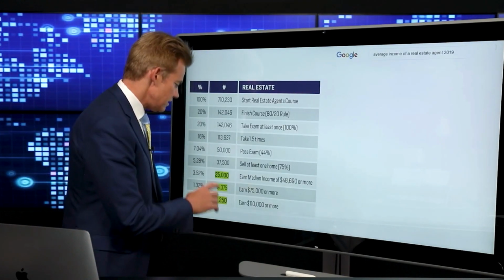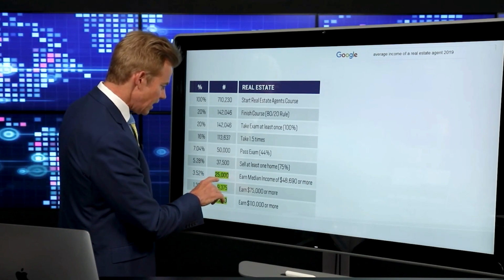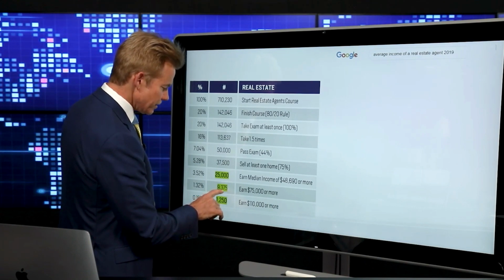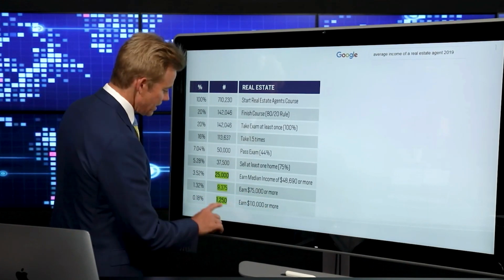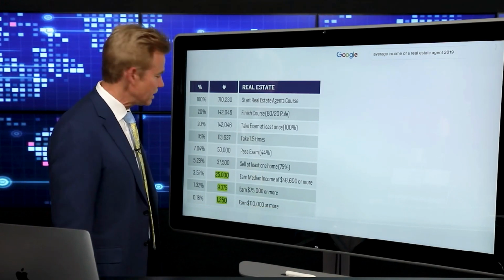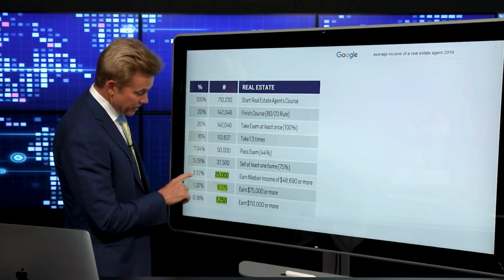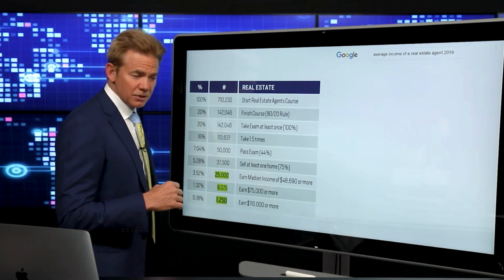And then going on down, we have 25,000 that earn the median income. 9,375 earned $75,000 or more, and 1,250 earned $110,000. Okay? Now you can look at the corresponding numbers over here. 3.5% would earn the average.